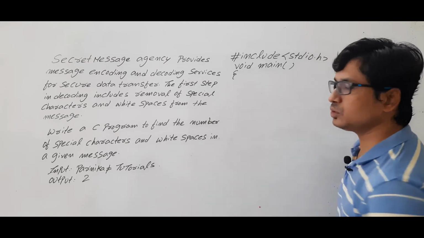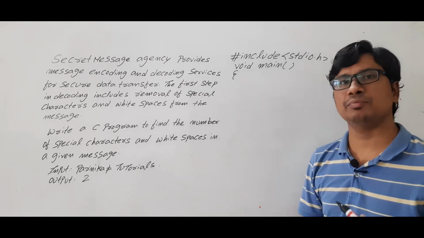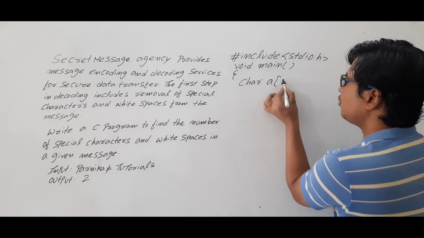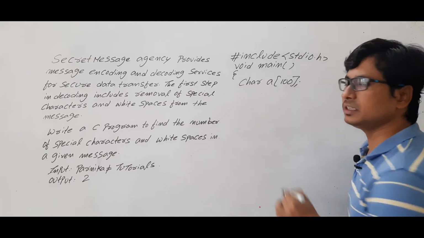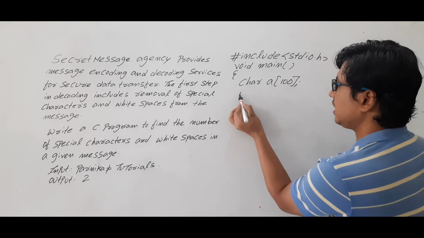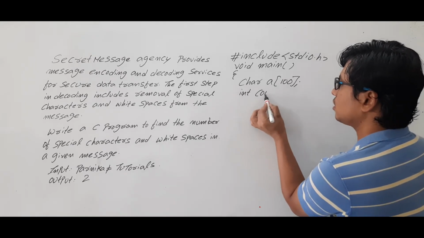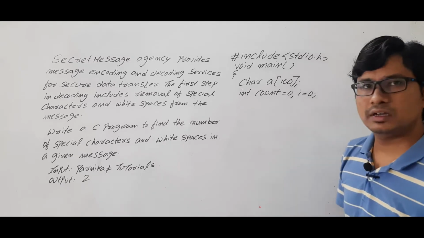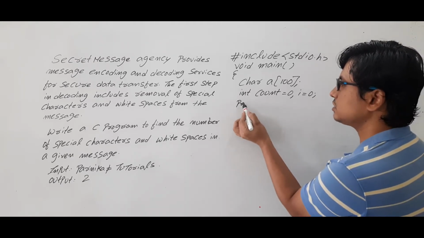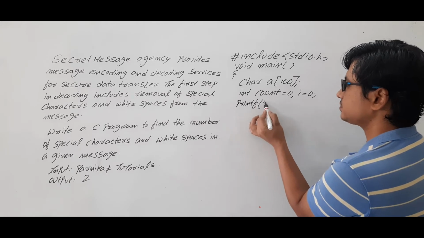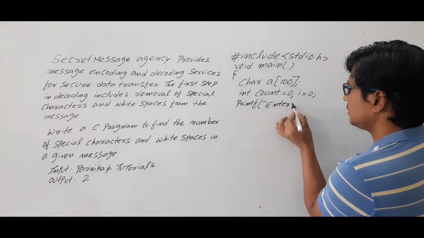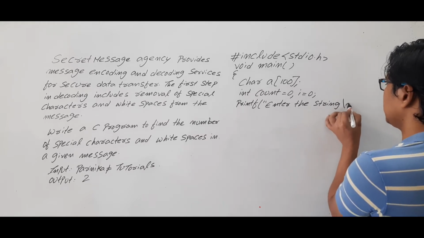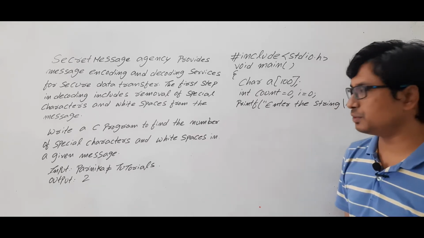Now as I need to read a string from the user, I need to declare a character array of whatever size. Let us say the size is 100. Then I will declare two variables called count and I will initialize them to zero. Now first I need to ask the user to enter the string. Okay, enter the string, and I will use an escape character, backslash n, for new line.